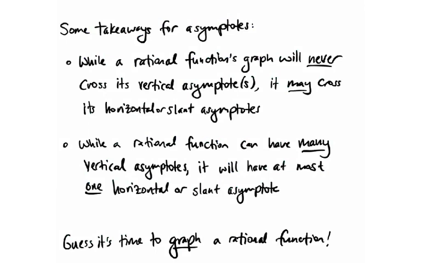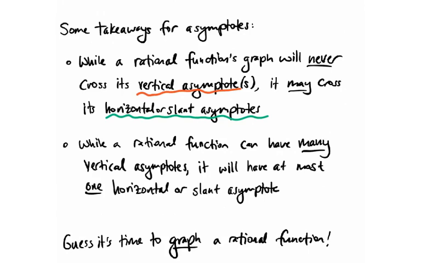So while a rational function's graph will never cross its vertical asymptotes, it may cross the horizontal or slant asymptotes. That's just something to keep in mind. So don't freak out if you graph it and you're like, oh no, it's crossing the horizontal. That can happen with horizontal. It cannot with vertical because if a function's undefined, it cannot touch that value.